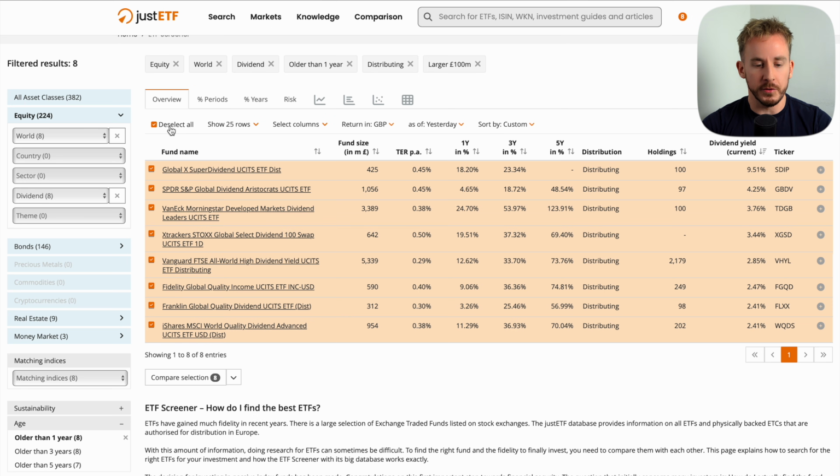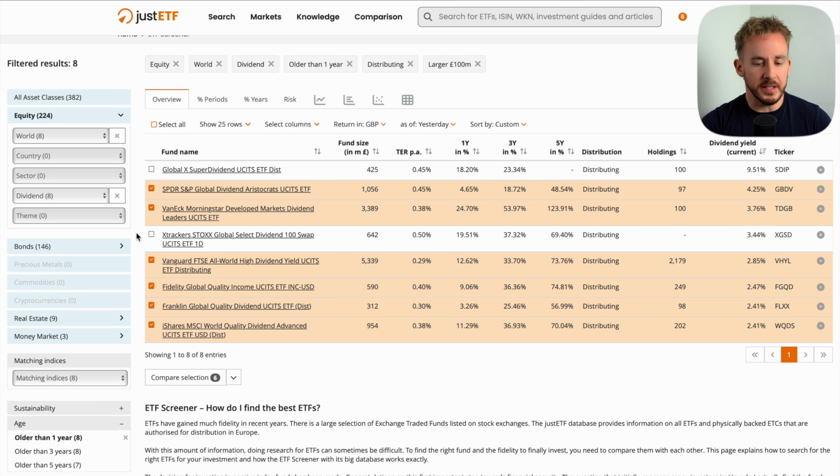So from the 8 that we filtered, I'm going to untick that Super Dividend ETF. And then I'm also going to untick this Xtrackers ETF. There's 3 main reasons I wouldn't include this in the shortlist. You can see it's the most expensive at 0.5%. I also tend to prefer big name brands, and Xtrackers, although it's been around a little while now, is not one of the big household names. That's just a personal preference.